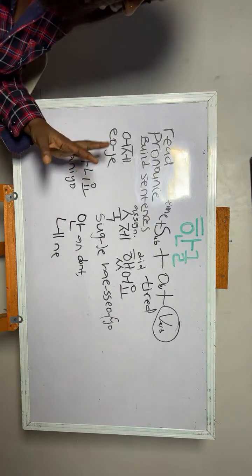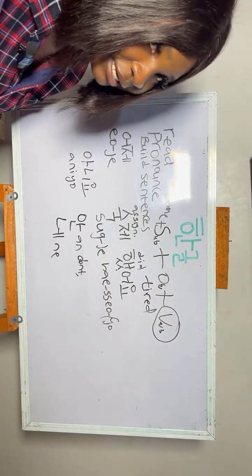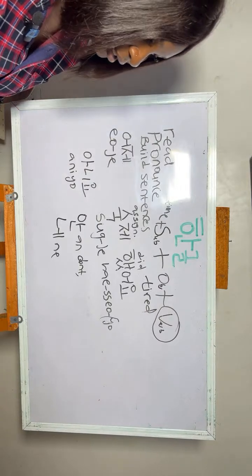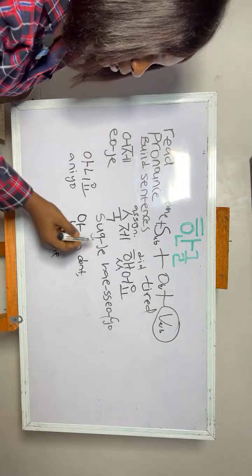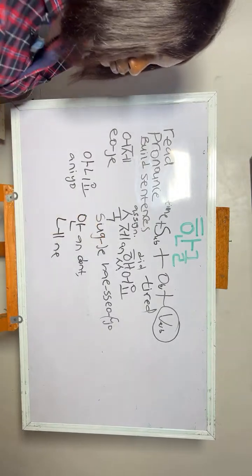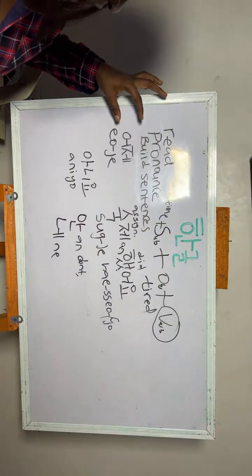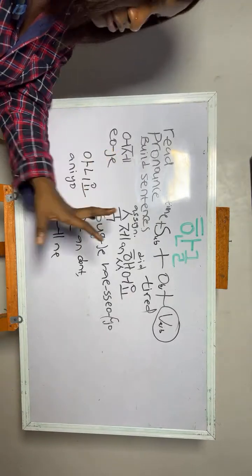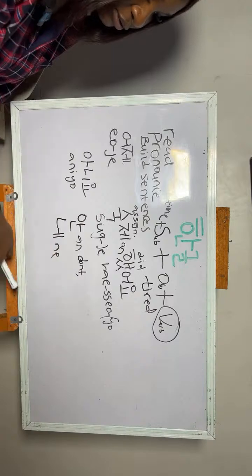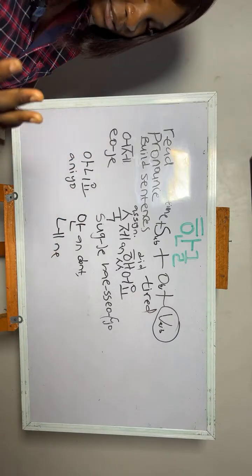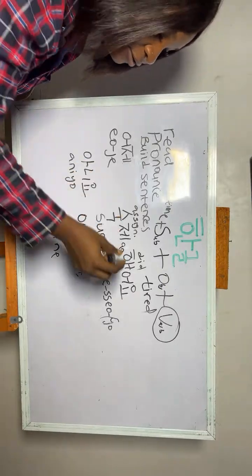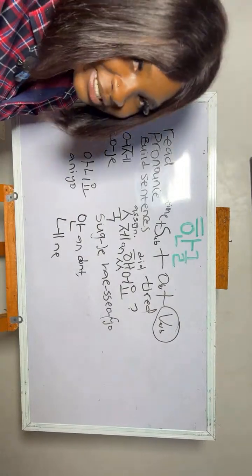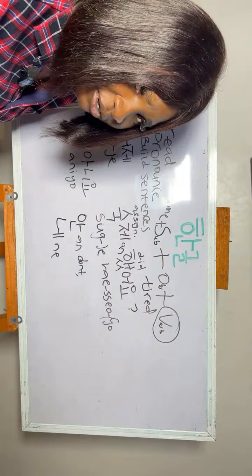So now, with this said, you can now make a sentence like I didn't do the assignment yesterday. I didn't do the assignment yesterday would be 어제 숙제 안 했어요. Simple as that. 어제 숙제 안 했어요. 안 했어, didn't do. So this can even be a question like, didn't you do the assignment yesterday? 어제 숙제를 안 했어? 안 했어?